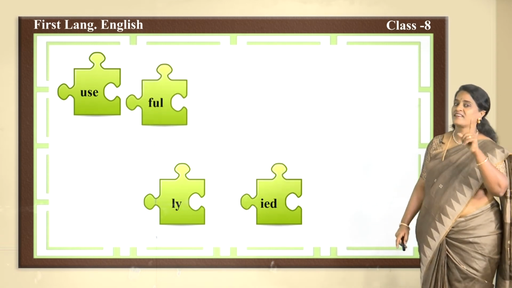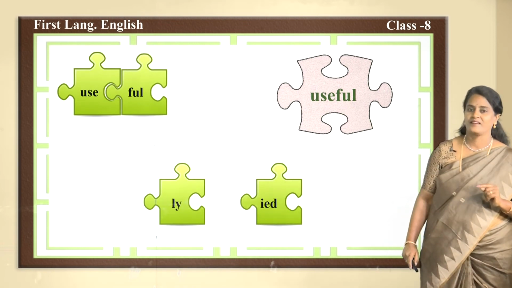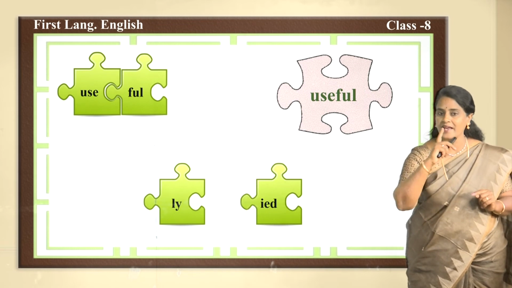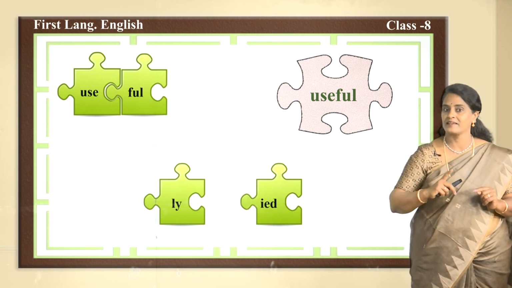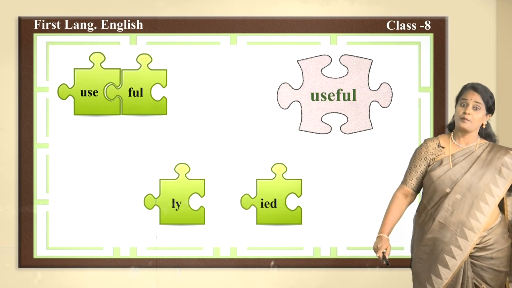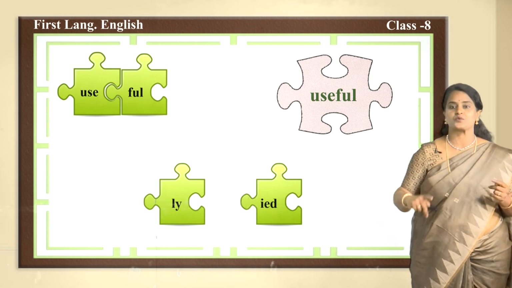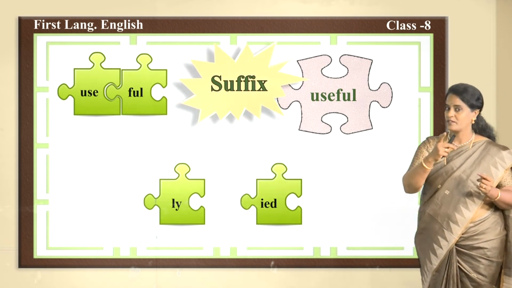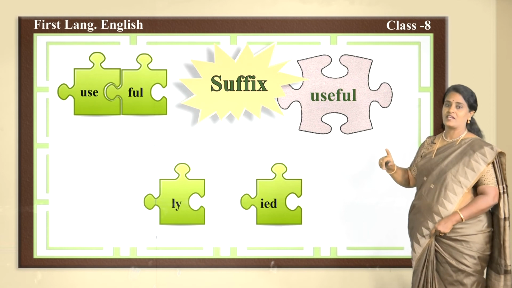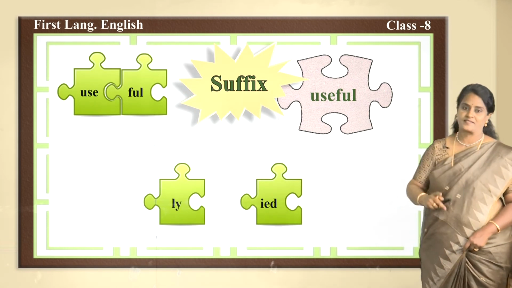Which goes? Full. And what is the word? Useful. Okay. Where are these words added now? Where are these letters added? It is after the word. The previous one was before the root word, and this is after the root word. Is it not? And you call them as suffix. When it is added after the root word, you call it as suffix.